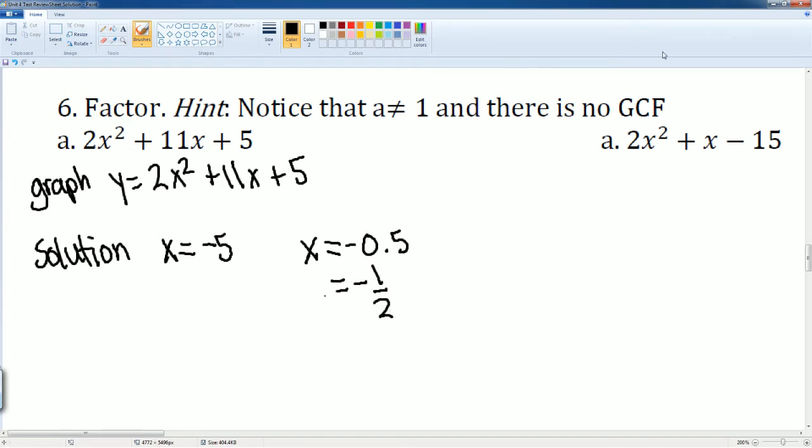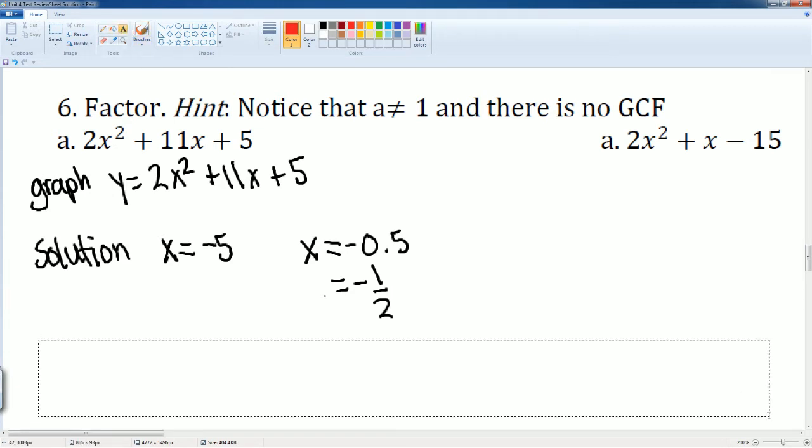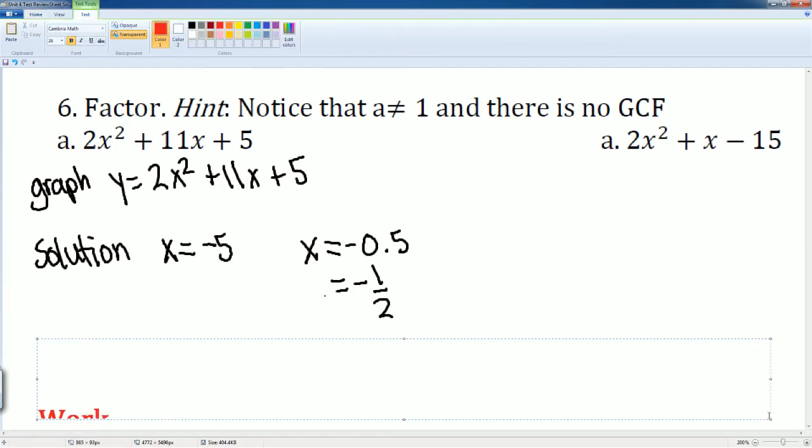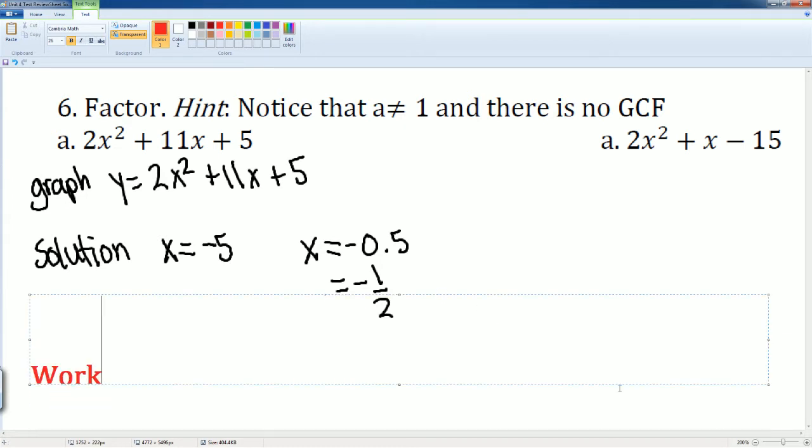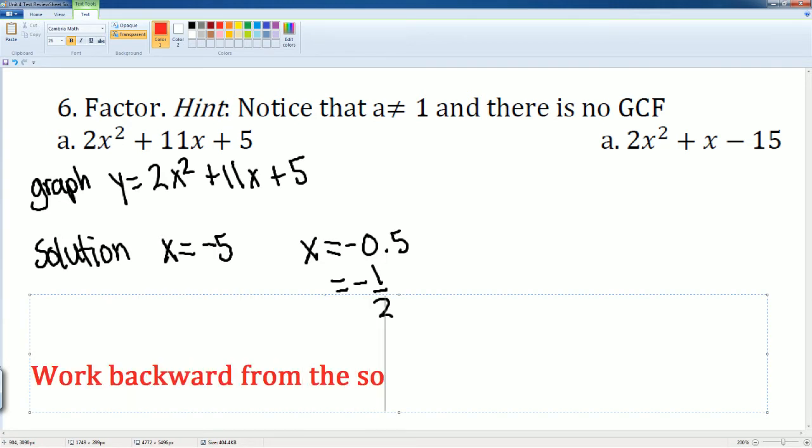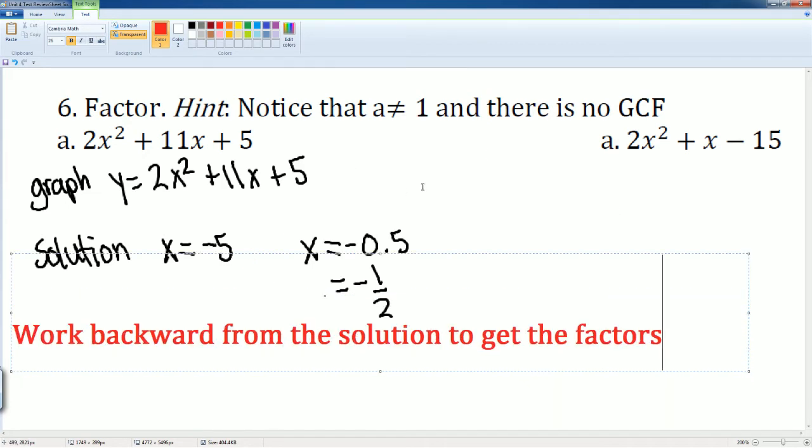All right. Now, I want the factors though. So to get the factors, I'm going to work backwards from the solution to get the factors. Okay, let's see how that works.